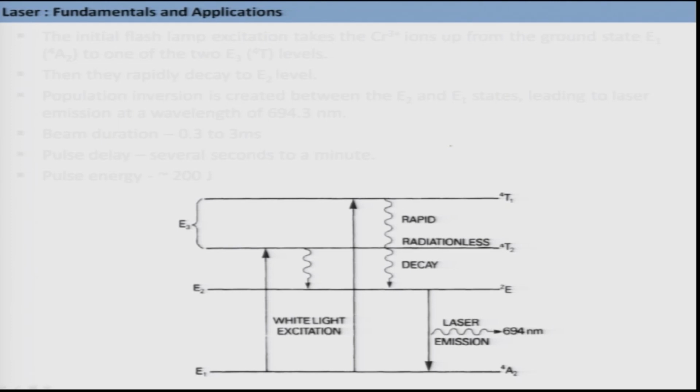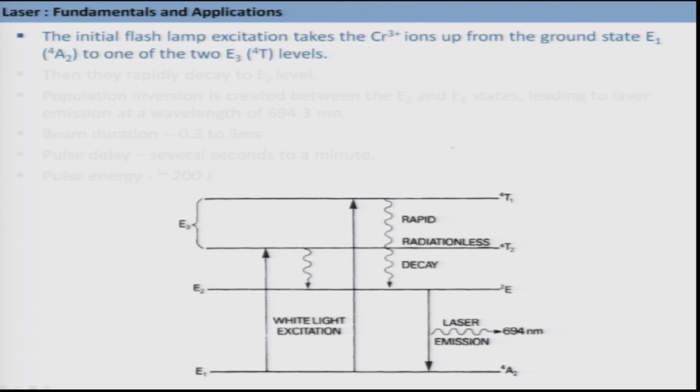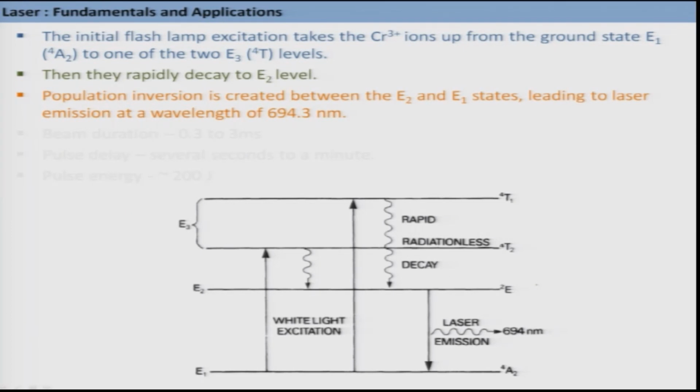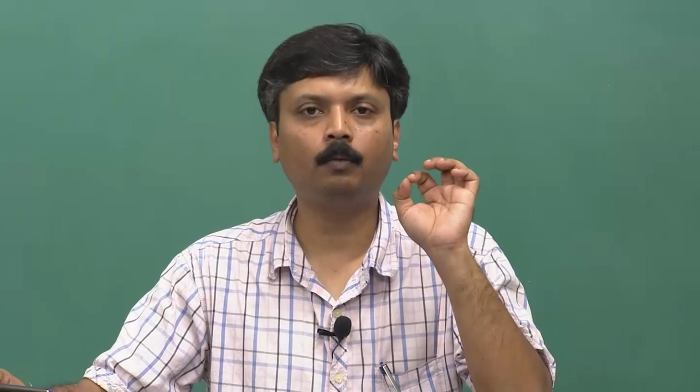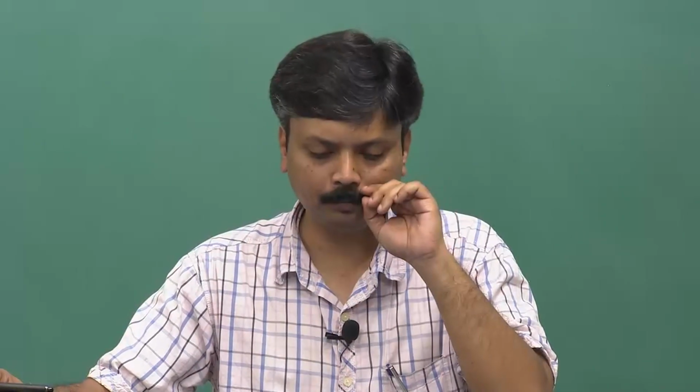Now, there are a few more things about this. We have already told that the initial excitation ultimately goes to the state 2E, creates population inversion, and then from there it lases. So, some practical considerations: that is, what is the frequency of the light coming out of ruby, what is the pulse duration, what is the pulse energy and all.